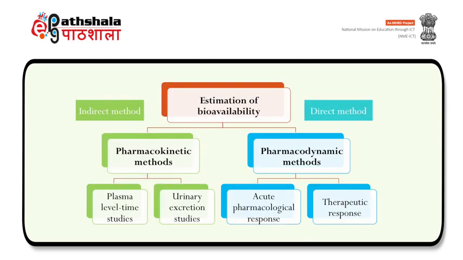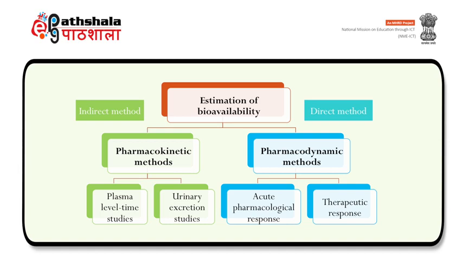evaluated. There are various methods which are used for the estimation of bioavailability and are classified into two categories: direct methods and indirect methods. Pharmacokinetic methods. This method is used widely for the estimation of bioavailability and is known as the indirect method, as this method assumes that the therapeutic effectiveness is reflected from the pharmacokinetic profile of a drug. The two pharmacokinetic methods are plasma level time studies and the urinary excretion studies.